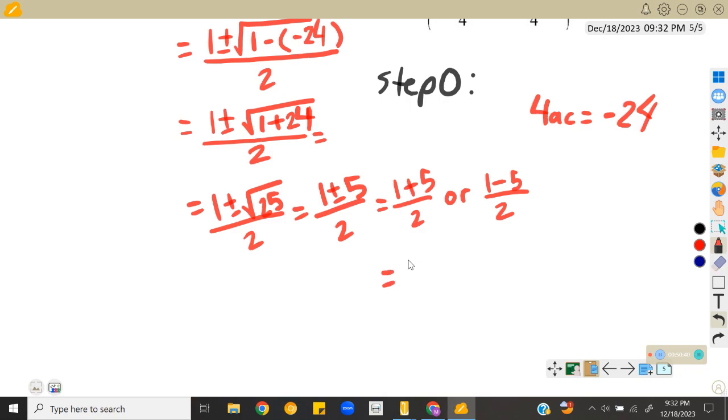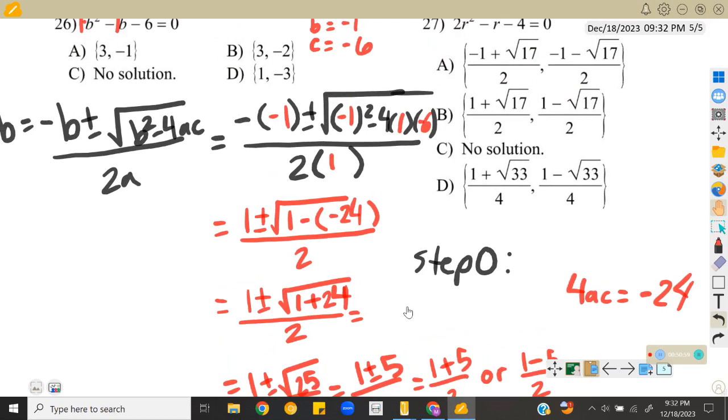Okay, 1 plus 5 is 6 over 2, or 1 minus 5 is negative 4 over 2. 6 over 2 is 3. And in this case, we'd have negative 2. So you get your 2 answers there, right? So we go back and look. Do we have 3 or negative 2 in our choices? And we see that that would be option B right here, right? We can choose option B to be our solution.